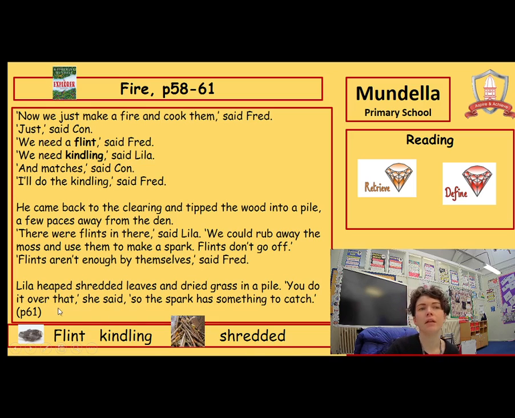And then shredded. Lila heaped shredded leaves. So it just means that it's been ripped up. Leaves that have been ripped up, shredded. Okay, so well done if you managed to work out what those words meant.